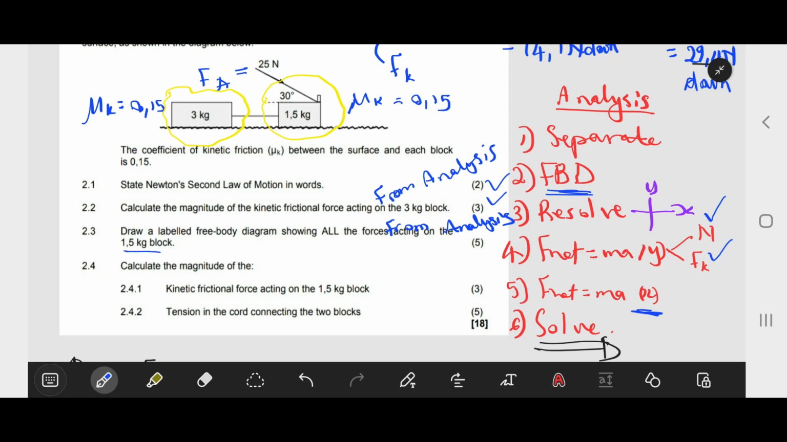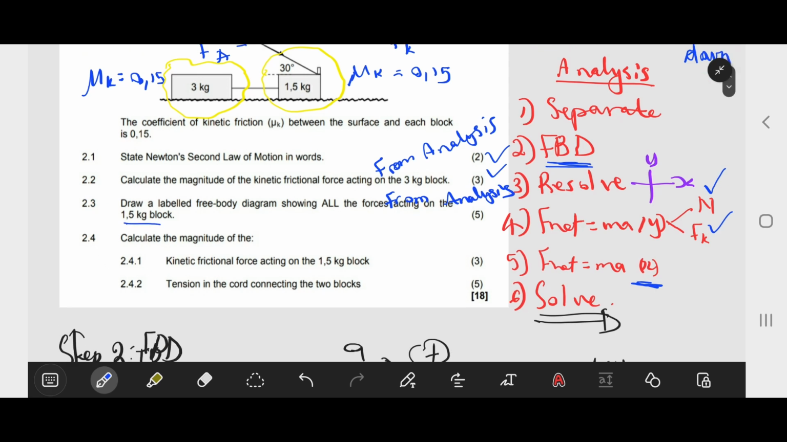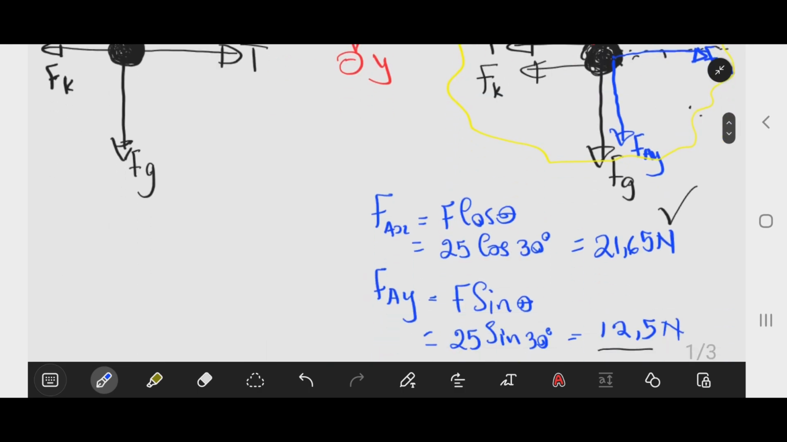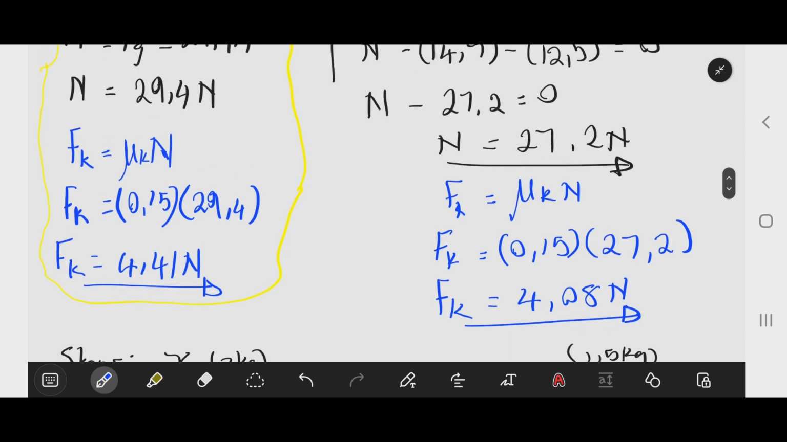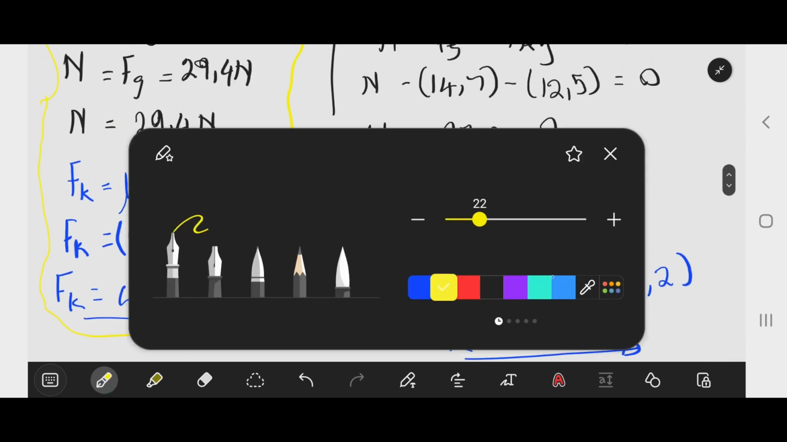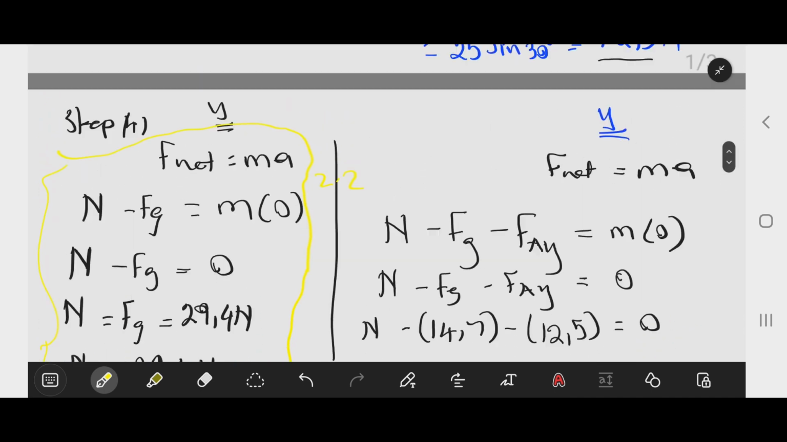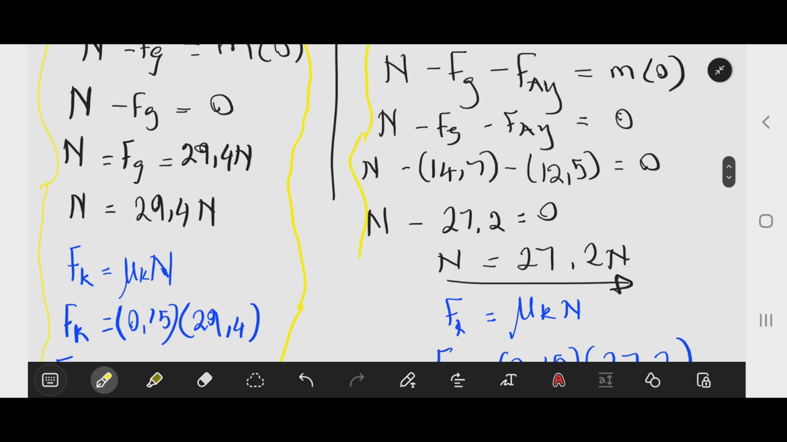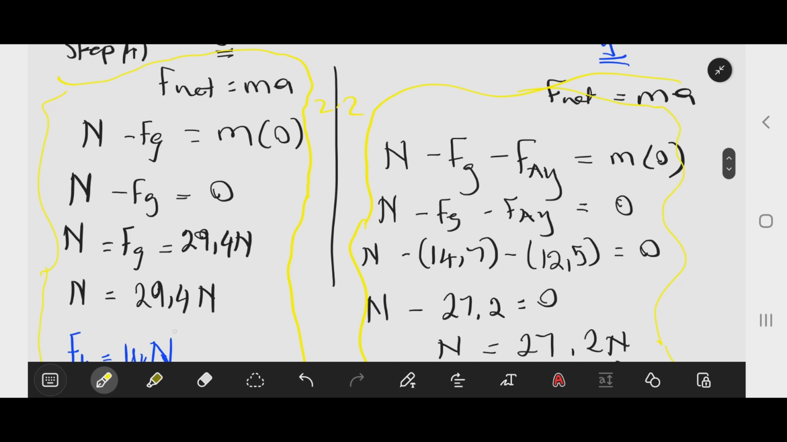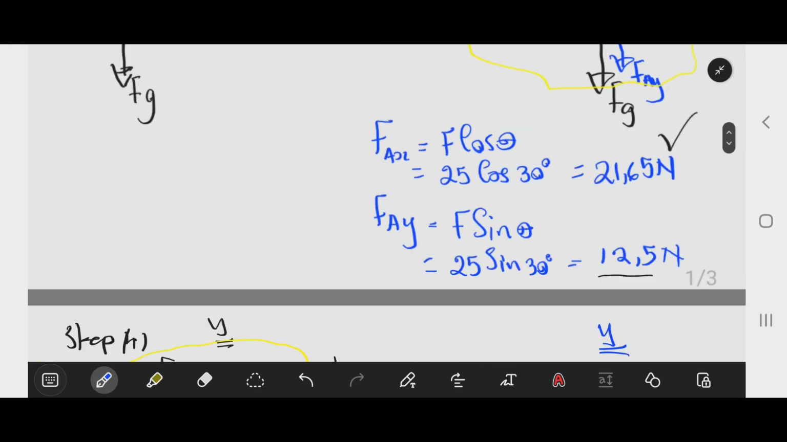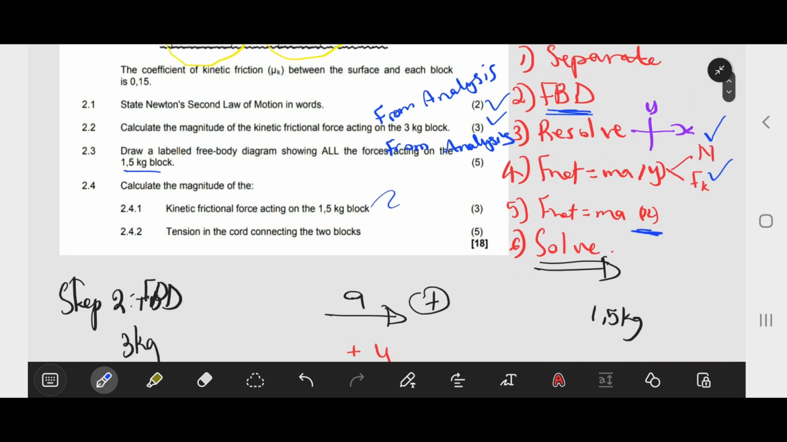For the 1.5 kg. Okay, and then 2.4, calculate the magnitude of the kinetic frictional force acting on the 1.5 kg. So the kinetic frictional force, we also obtained it in step number 4, F net in the y direction. So this is the kinetic frictional force for the 1.5 kg. Okay, so this is 2.4, and we can also state that this was from analysis.